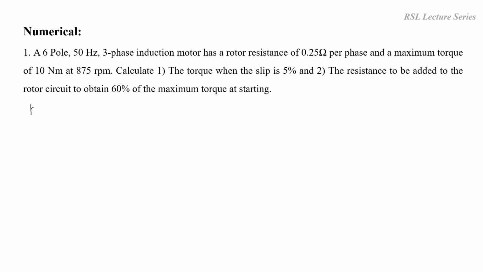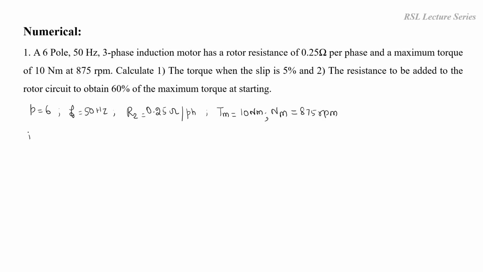First we'll write the given data. Number of poles P is equal to 6, frequency F is equal to 50 Hertz, and the rotor resistance at standstill condition, R2, is 0.25 ohms per phase. The maximum torque value is 10 Newton meter, and the speed corresponding to maximum torque, represented as Nm, is 875 rpm.